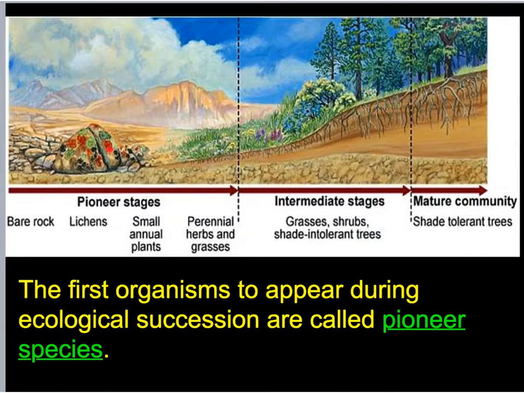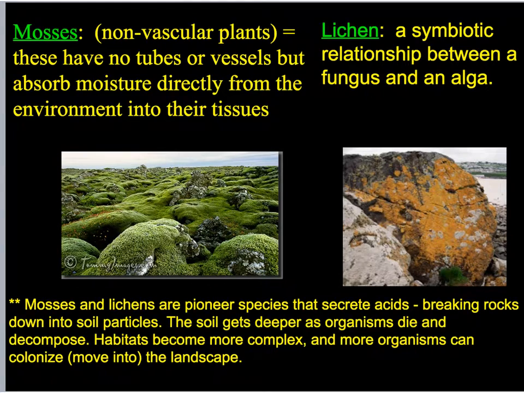The first organisms that settle on the bare rock, we call our pioneer species. Think of it like in your history class, the pioneers are the first people that went across the United States from East Coast to West Coast. Well, our pioneer species are the individuals, the plants, the mosses and the lichens that establish themselves on the bare rock and really start the process to begin. And so our pioneer species, you need to know these two, are mosses and lichens.